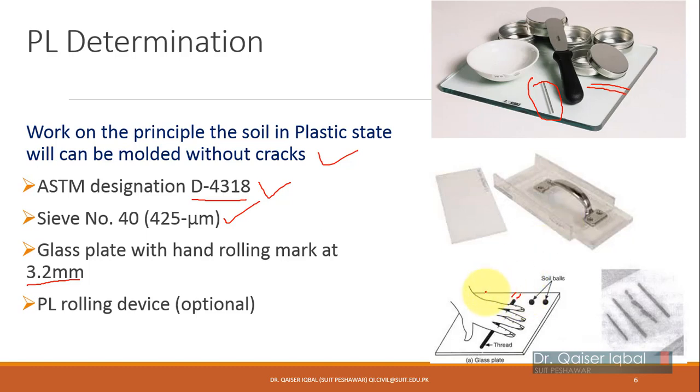So they will basically tell you if your thread is now 3.2 mm, because in this test you will be rolling the soil into a thread of 3.2 mm and seeing if the soil is going to crack or not. Also, there is a plastic limit rolling device, sometimes being used, but it is optional. You can do the hand rolling as well, or you can do the rolling with this device. So both are basically standard.